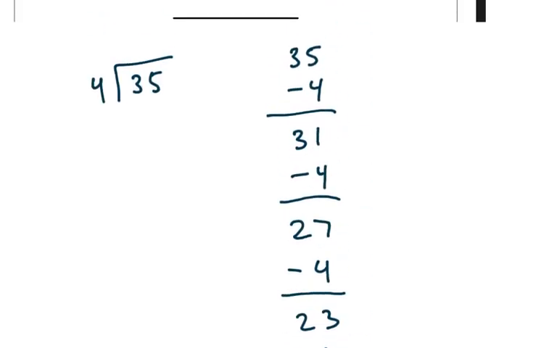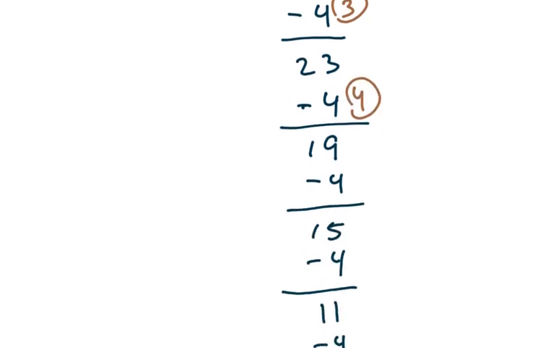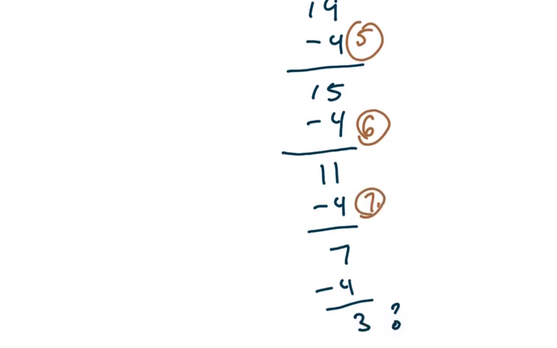So let's count first. We can have 1, 2, 3, 4, 5, 6, 7, 8. And if we think about this, how much of 4 has to be subtracted from 3 to get to 0? We're going to subtract 3, right? So that would be 3/4 of it.